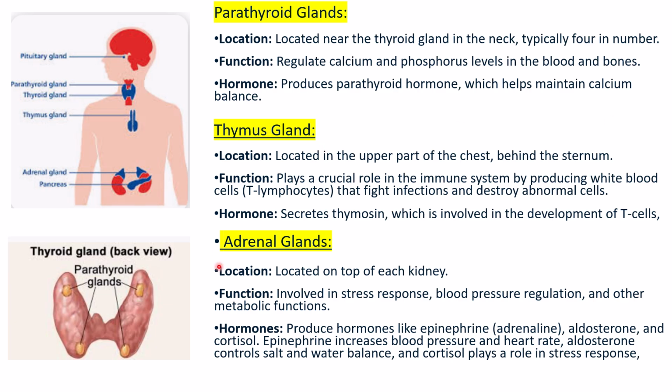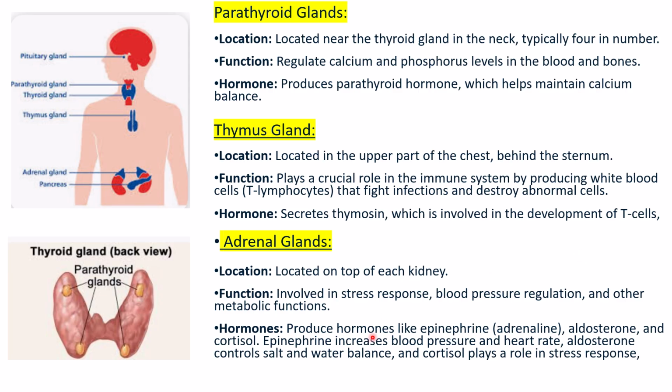Then we have the thymus gland, located in the upper part of the chest, just behind the sternum. It plays a crucial role in the immune system by producing the white blood cells that fight infection and destroy abnormal cells. The hormone secreted by the thymus gland is thymosin, which is involved in the development of T cells.